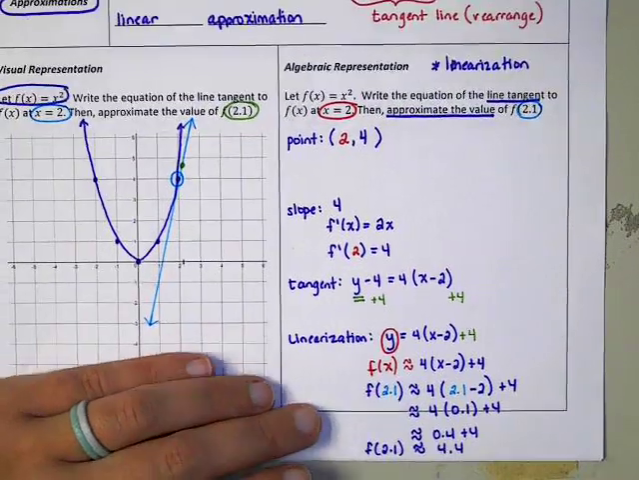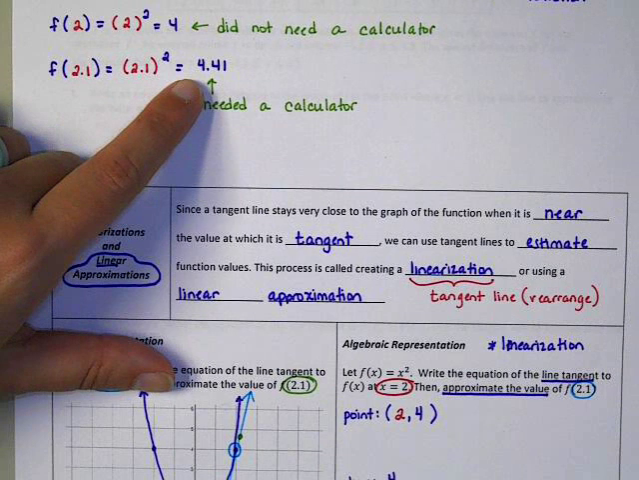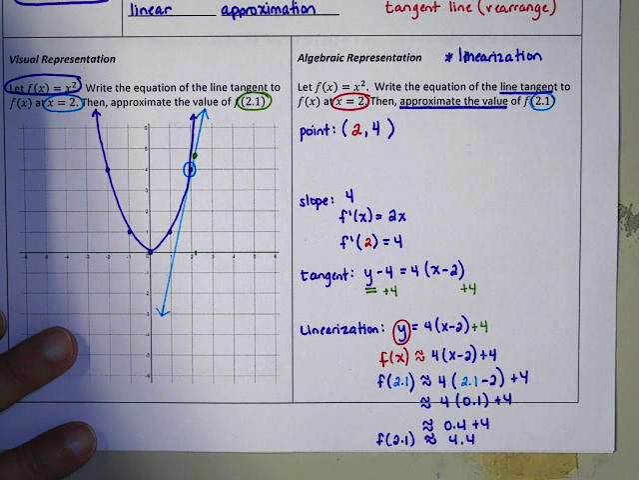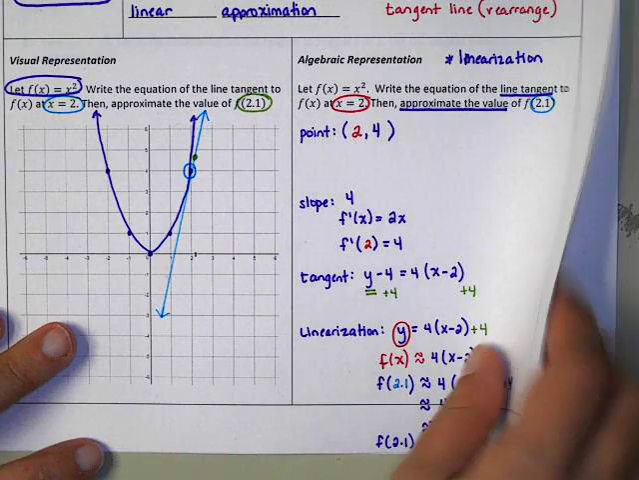Now, if we look back at what we calculated a few minutes ago, using a calculator, we got 4.41. So our estimate is actually pretty close to our actual value. We just didn't need to use a calculator to get it. Let's take a look at a few more examples.